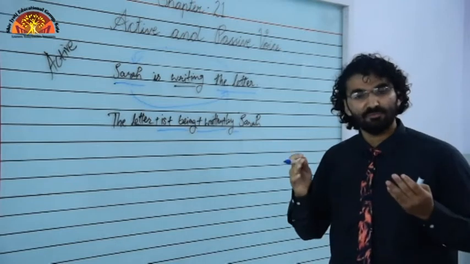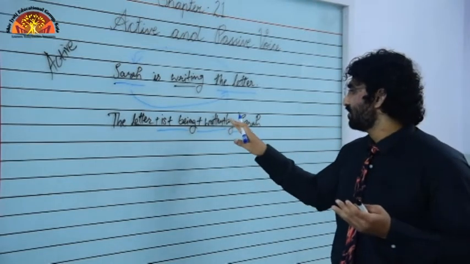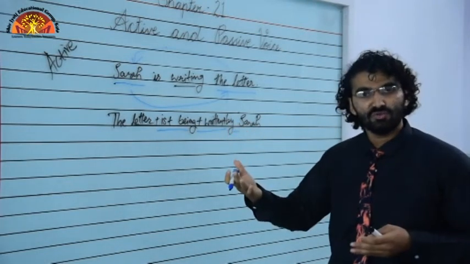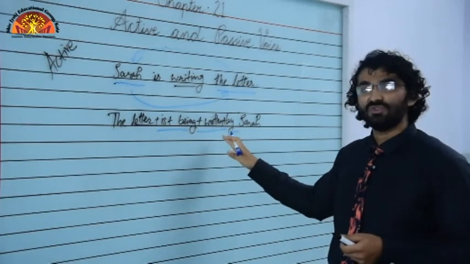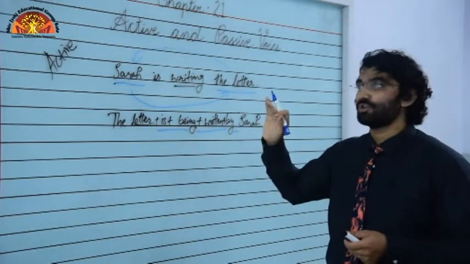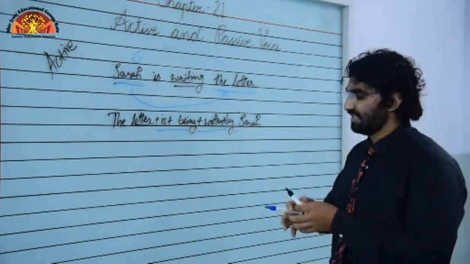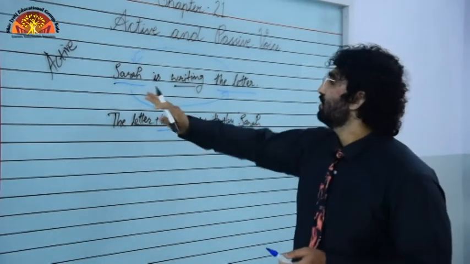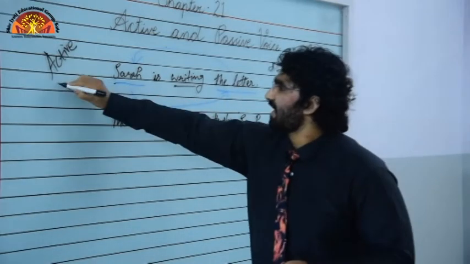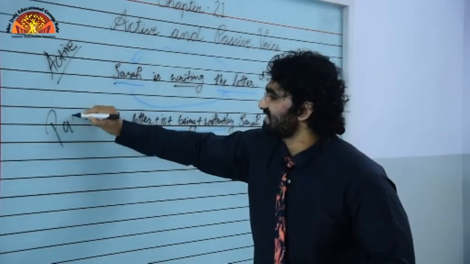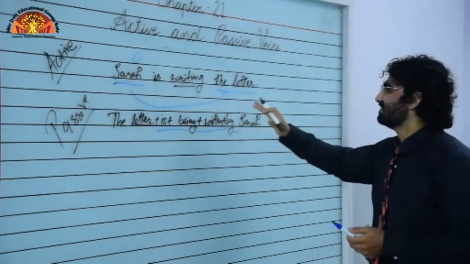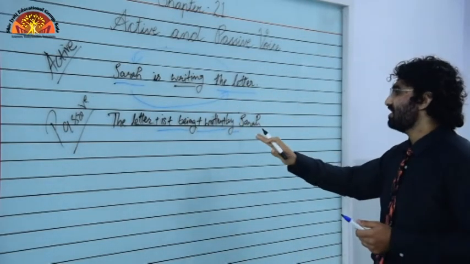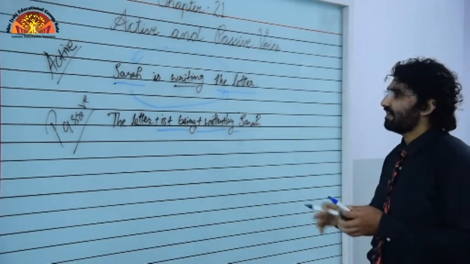Children, always remember that this is something we are always going to need. No matter which tense we are doing, we will always bring in the past participle, which is the third form of the verb, to convert from active into passive. And that's how we have successfully converted this sentence from active to passive. Okay? Can you think of any other example? Sarah is writing the letter. The letter is being written by Sarah.